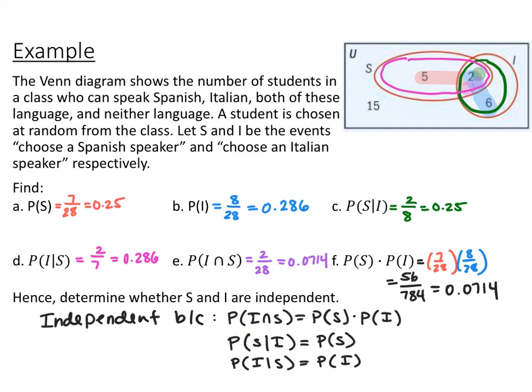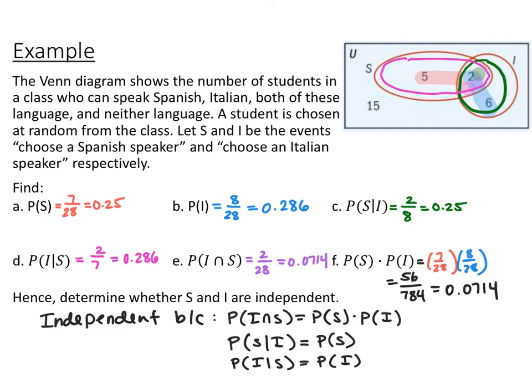The probability of I intersect S is the 2 who know both out of 28, or 0.0714. And the probability of S times the probability of I, multiply 7 out of 28 times 8 out of 28, you end up with 56 out of 784, or 0.071. So they are independent, and you can use any of these three as your reason behind them.